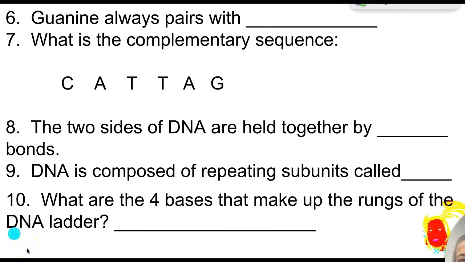Once again, why don't you pause and see if you can answer the following questions on your own. All right, the answers are guanine always pairs with cytosine. The complementary sequence to this would be G pairs with C, T, A, T, C. The 2 sides of DNA are held together by hydrogen bonds. DNA is composed of repeating subunits called nucleotides, and the 4 bases that make up the rungs of the DNA ladder are cytosine, adenine, thymine, and guanine.